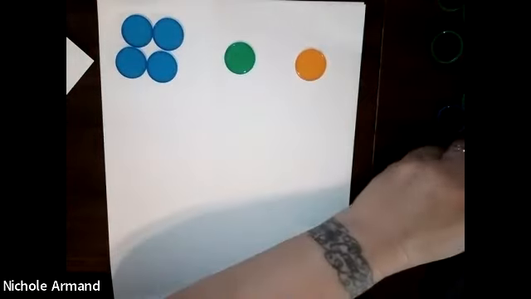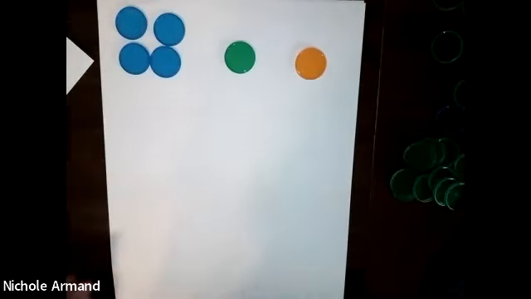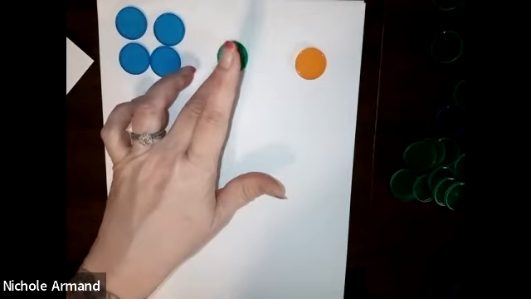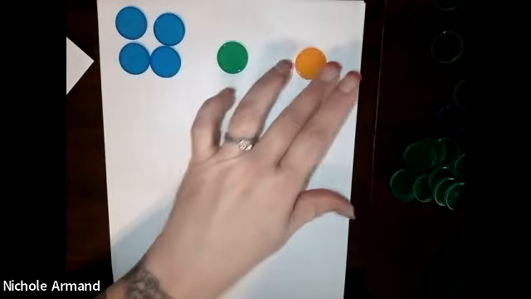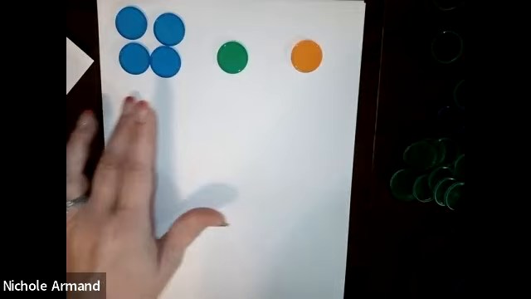So here we go. We have 1, 2, 3, 4. That's 400. This represents 10. This represents 1. So 411.